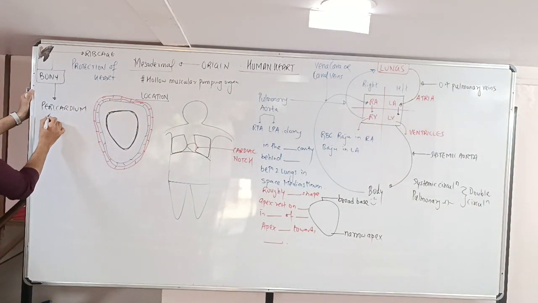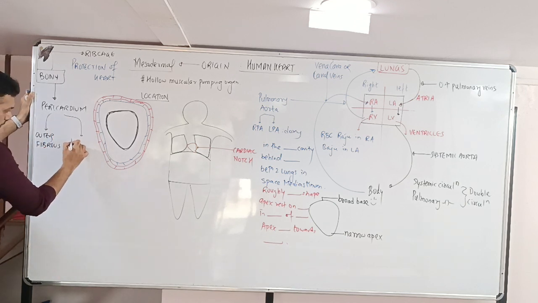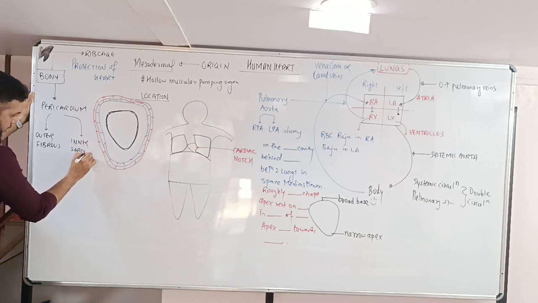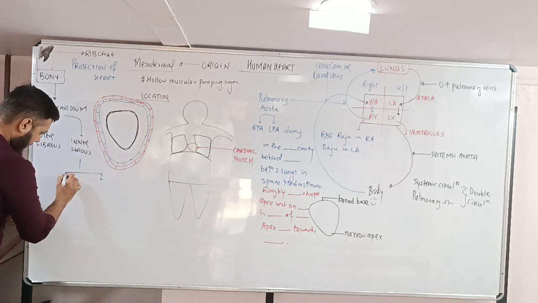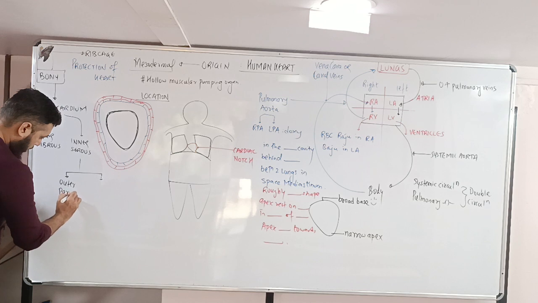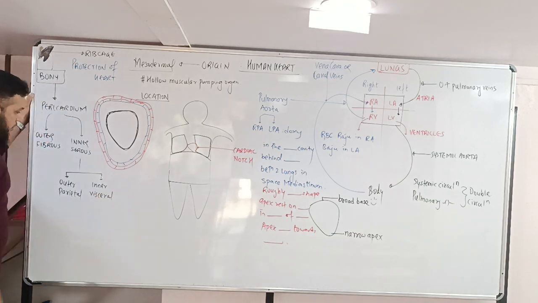two layers. One is called outer fibrous and inner serous. And inner serous is further divided into outer parietal and inner visceral.